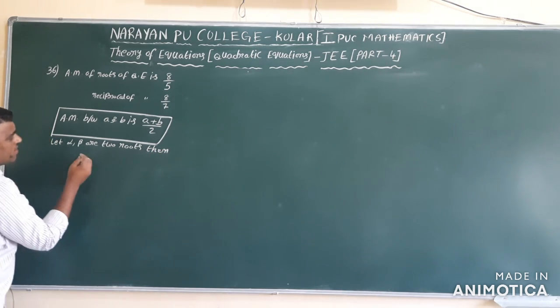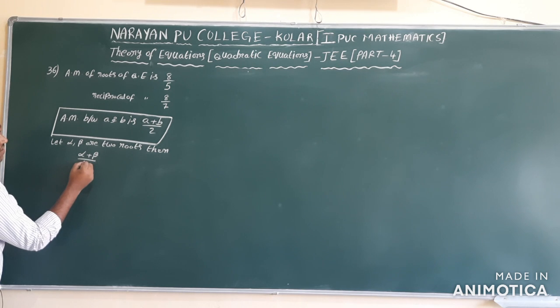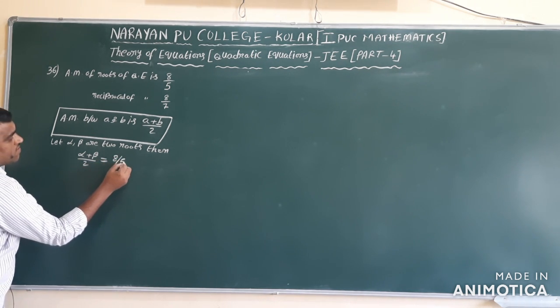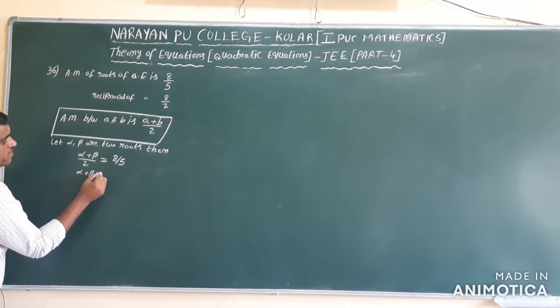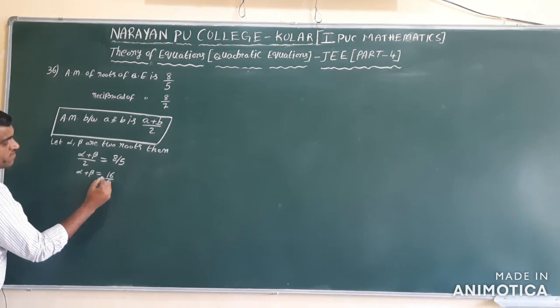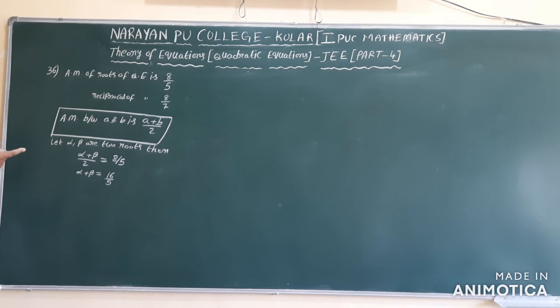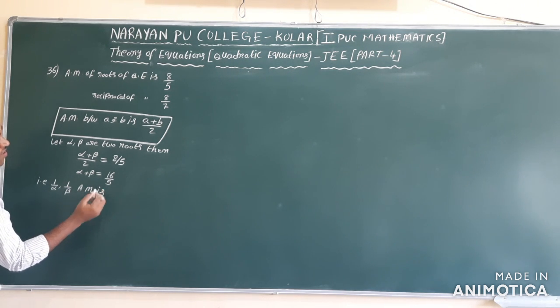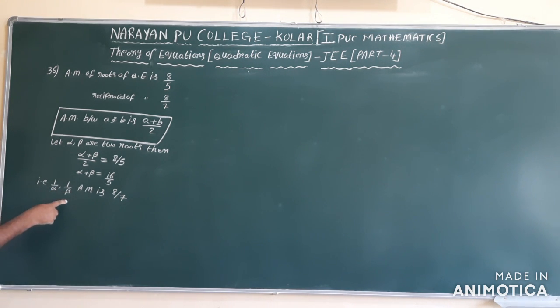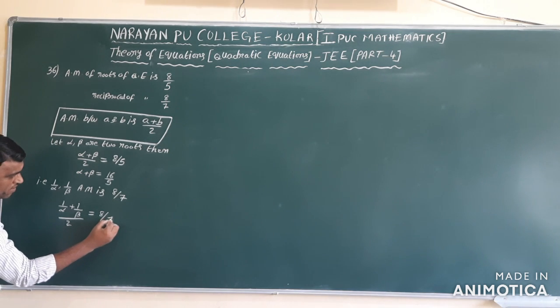Then according to the condition, arithmetic mean of that one is equal to 8 by 5. So alpha plus beta is two values in here, 16 by 5. Next, the arithmetic mean of the reciprocals is 8 by 7. So reciprocal means 1 by alpha, 1 by beta, arithmetic mean is how much? 8 by 7. So arithmetic mean means sum divided by 2 equal to 8 by 7. 1 by alpha plus 1 by beta by 2 is equal to 8 by 7.